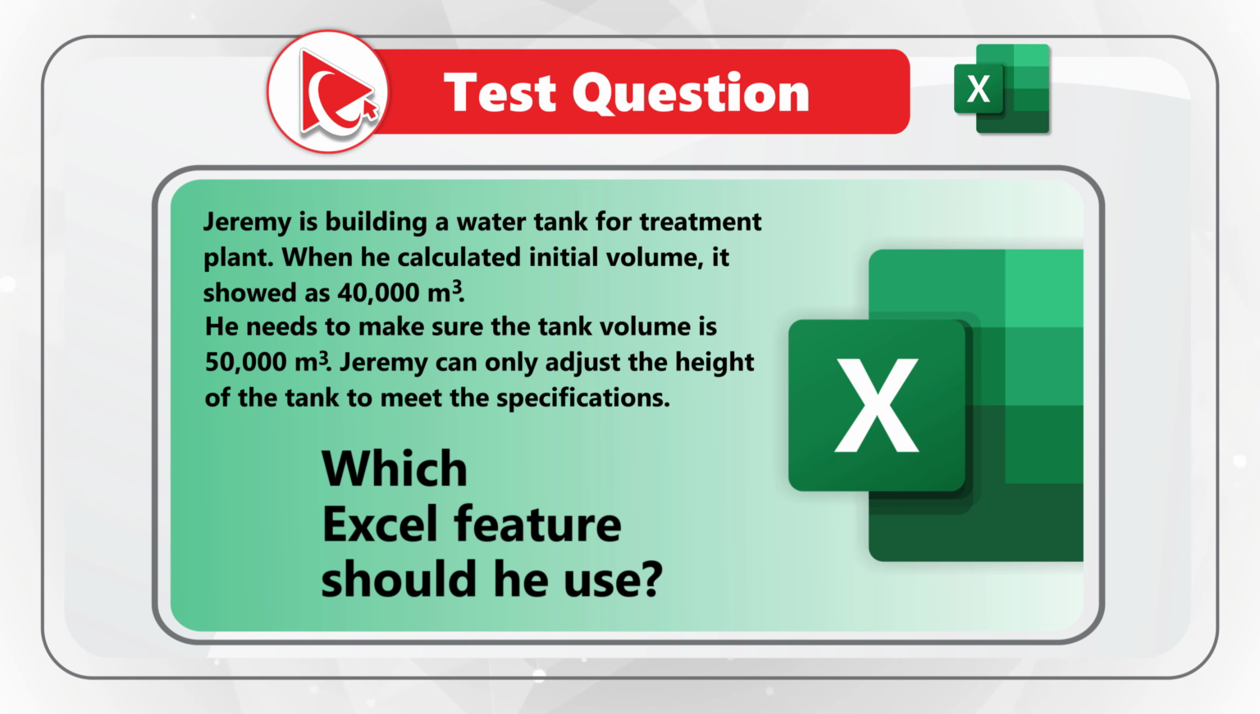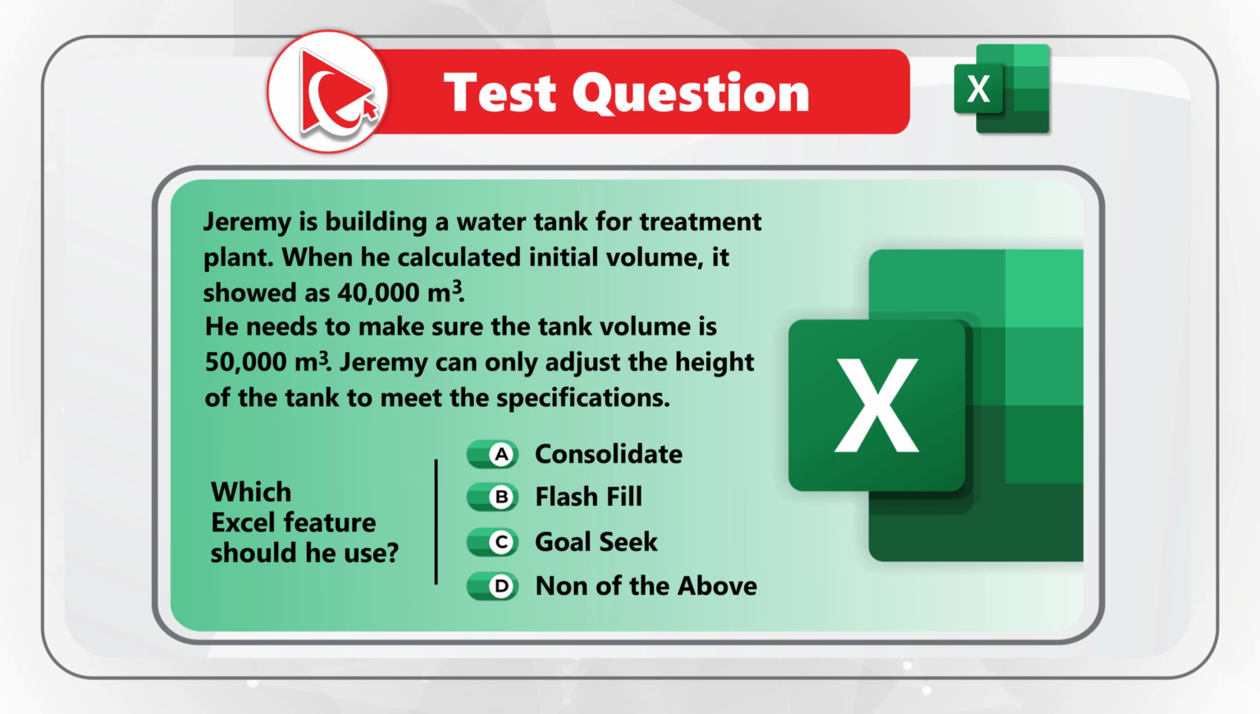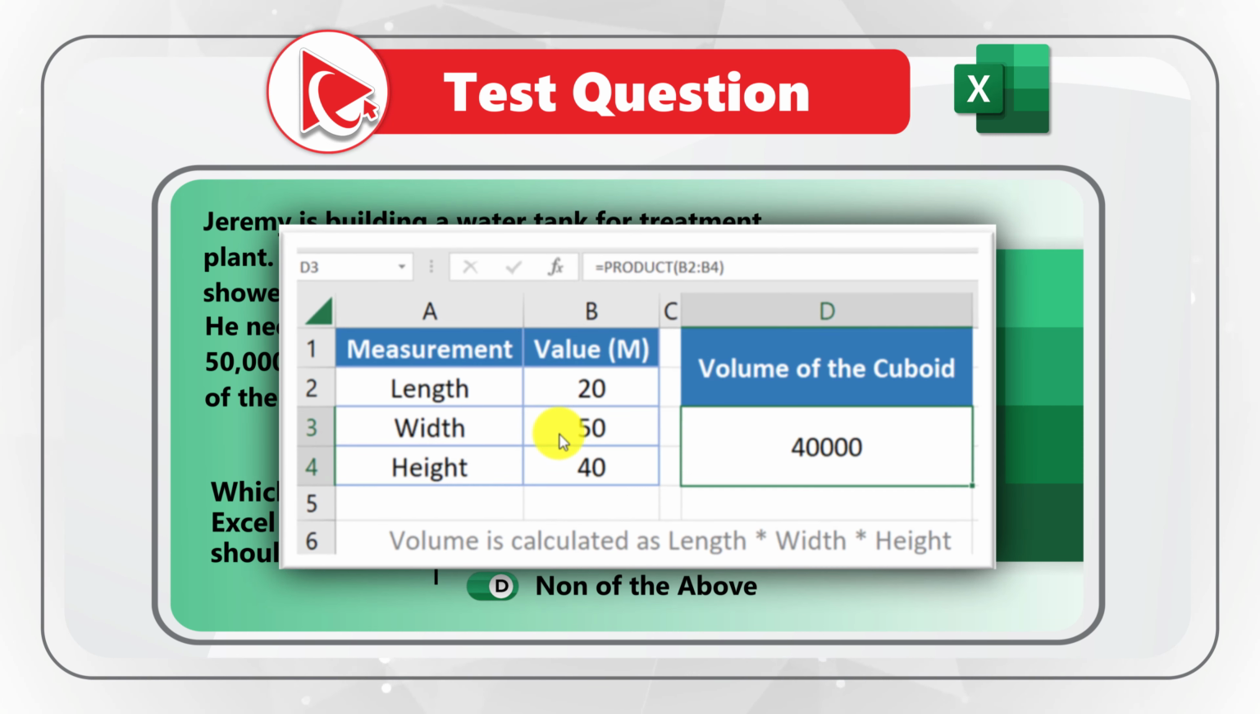And you're presented with the list of 4 choices. Choice A, consolidate. Choice B, flash fill. Choice C, goal seek. And then choice D, none of the above. Take a close look at the snapshot provided with this question. You're presented with measurements of length, width, and height. And there's also information that volume is calculated as length multiplied by width multiplied by height. And then volume in the cell D3 is calculated as the product of range B2 through B4.